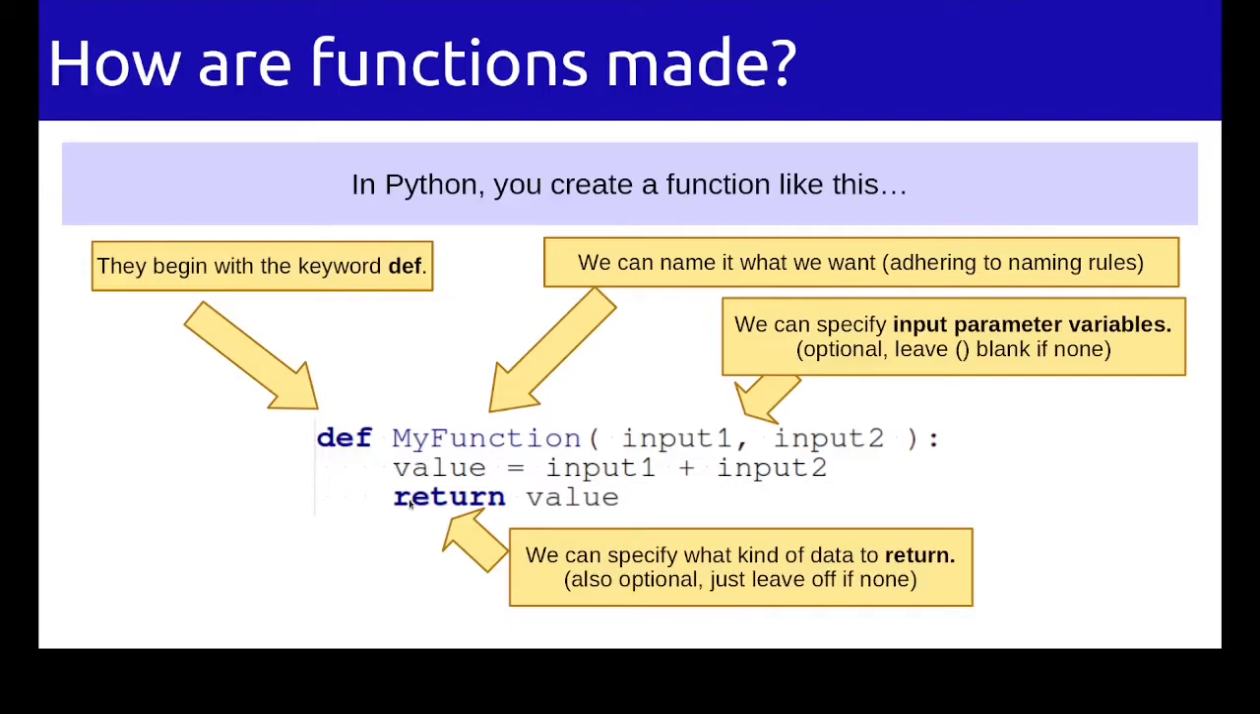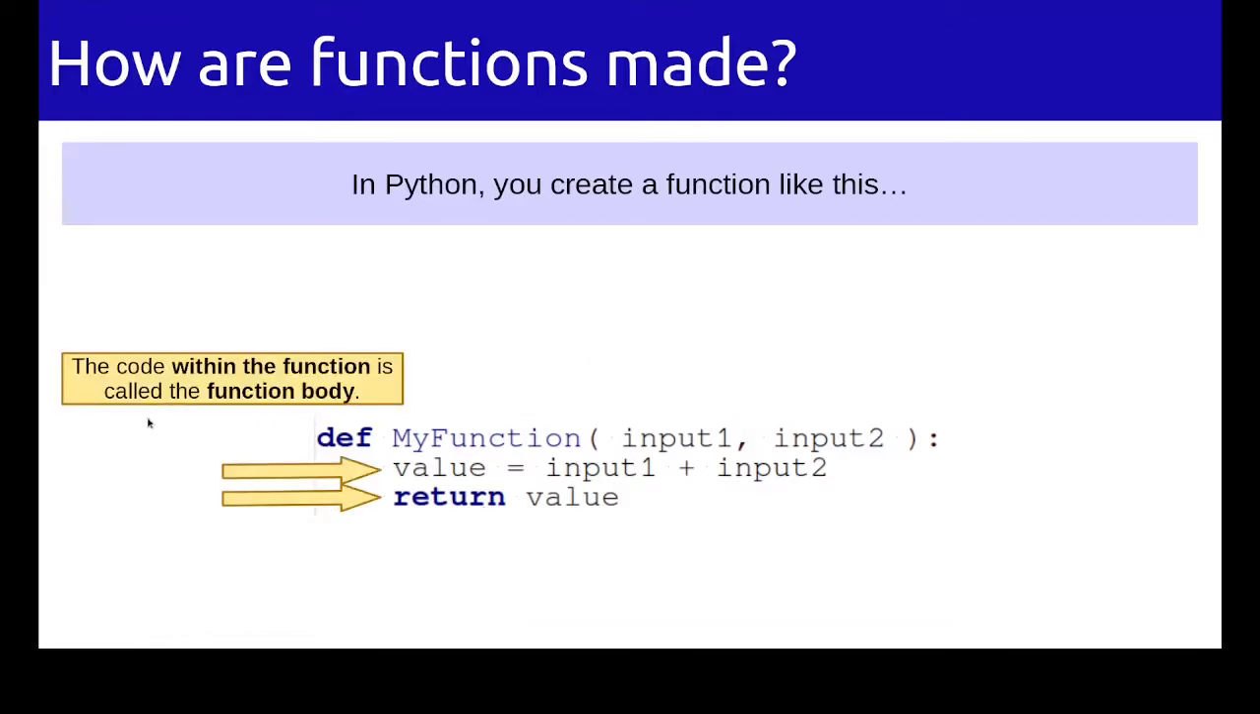Then inside, this is the function body, and if we want to return some data, we need the return keyword, and then what we're going to return. But this is also optional. If we have no return, we just don't have a return statement. We just do whatever we're doing on the inside. So again, anything inside of the function is part of the function body. This is what the function does.